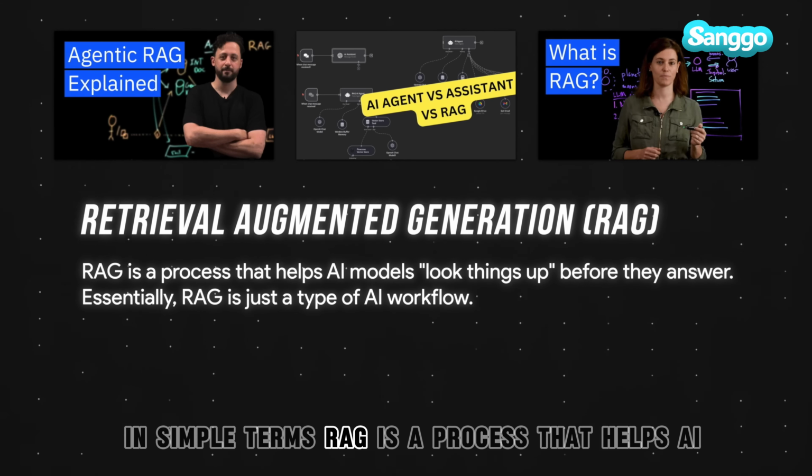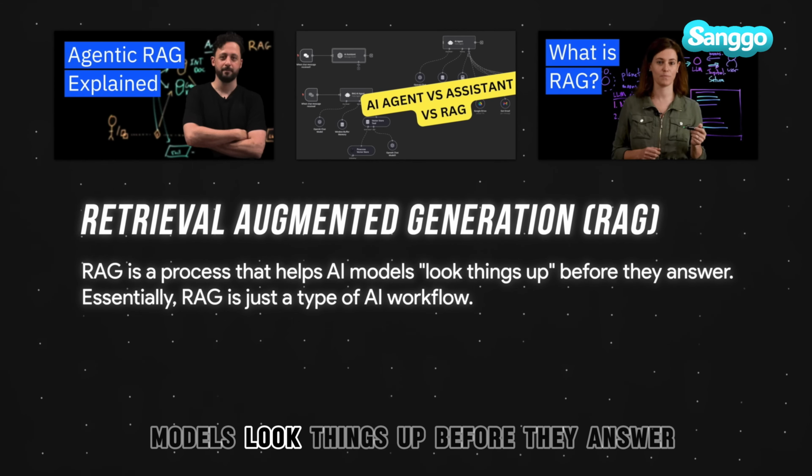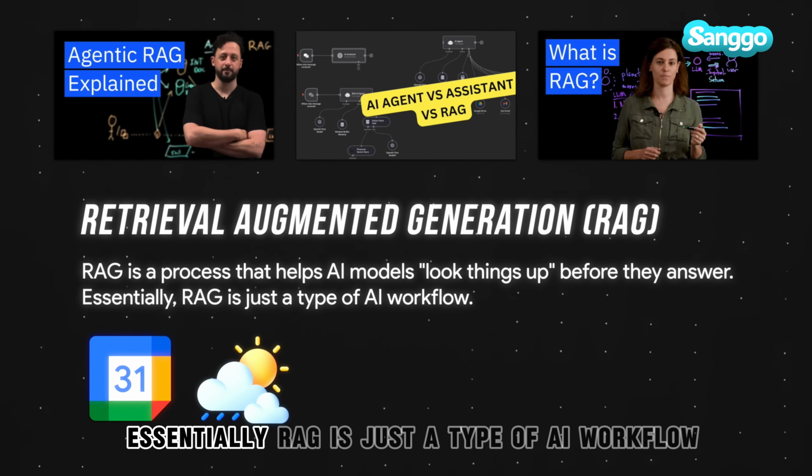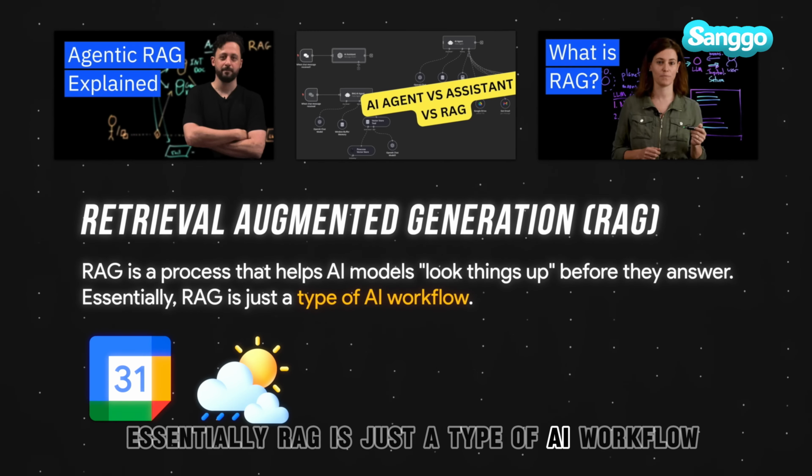Pro tip, Retrieval Augmented Generation, or RAG, is a fancy term that's thrown around a lot. In simple terms, RAG is a process that helps AI models look things up before they answer, like accessing my calendar or the weather service. Essentially, RAG is just a type of AI workflow.